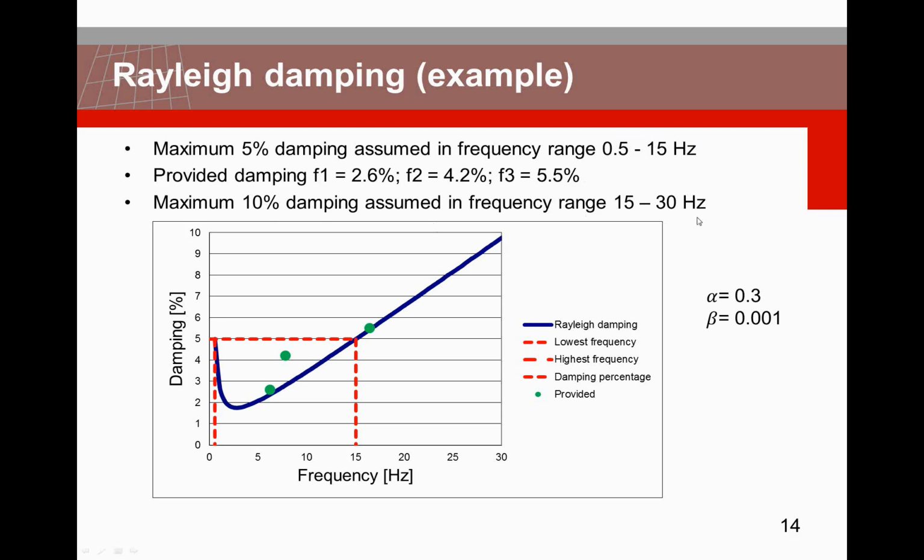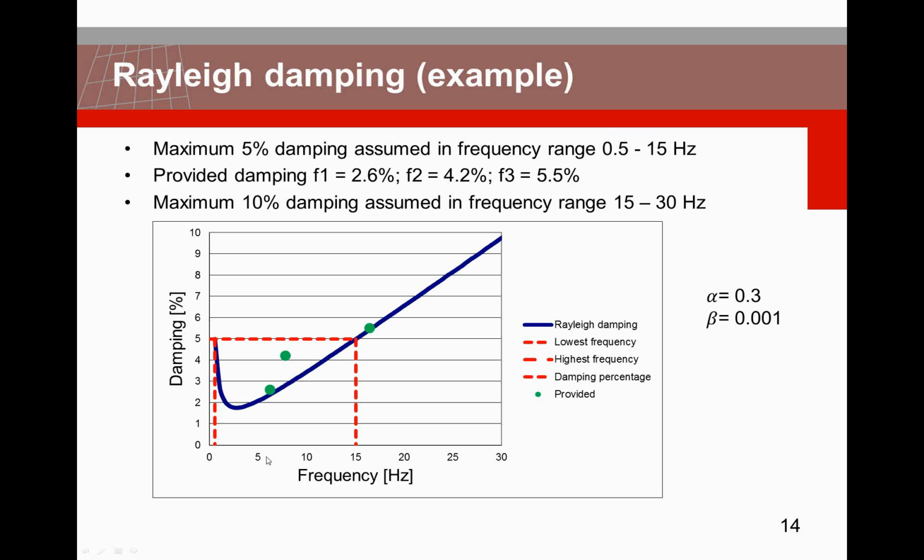But we also wanted to make sure that in the interesting frequency range of the loading, which was limited by filtering to 30 Hertz, we are not over damping the energy in the loading in the range of 15 to 30 Hertz. So we also want to make sure that we never exceeded the 10% in this range. And altogether, this gave us an alpha of 0.3, the factor for the mass matrix, and a beta of 1,000 for the stiffness matrix contribution.